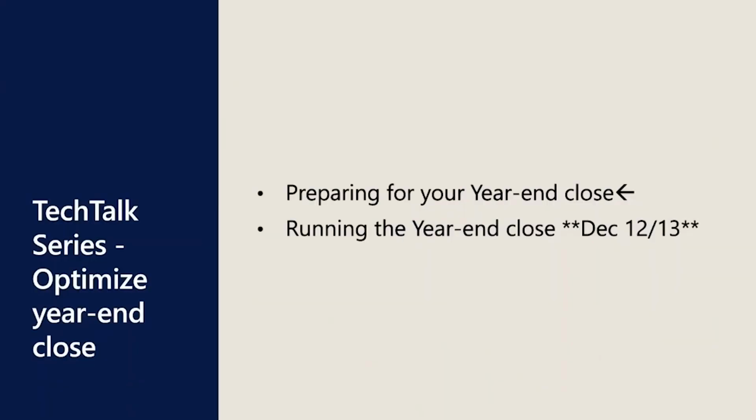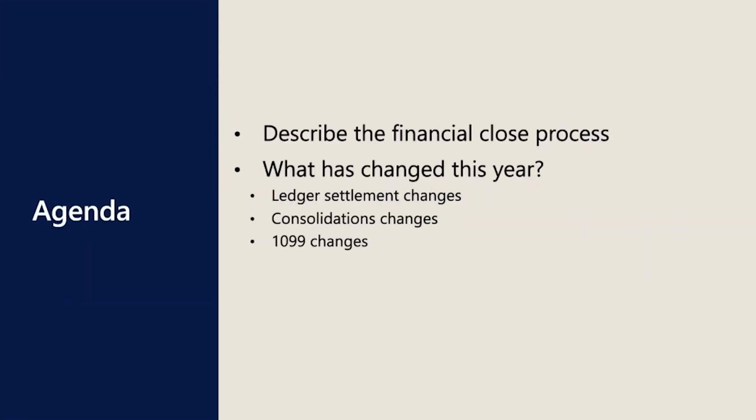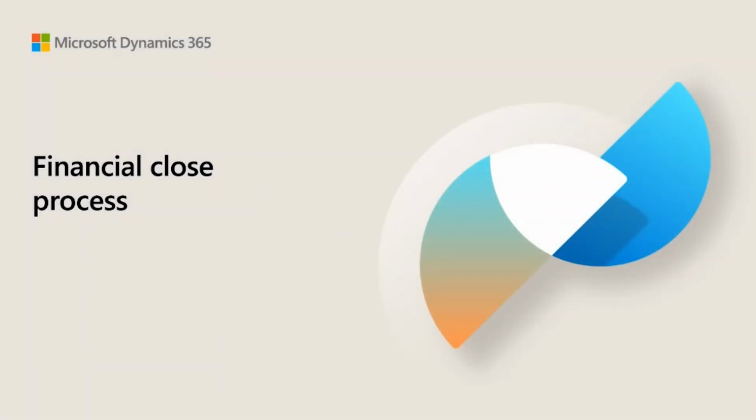This is part one of a series called Optimize Year-End Close. Part two, which will be presented next week, will cover the running of the year-end close processing. So today we'll focus on what has changed since last year's year-end close. And our goal today is to make you aware of the new functionality in hopes that it will help you to better plan for this year's year-end close process and help you determine which features you'd like to engage with. So just as a quick refresher, let's take a look at the very high-level process flow.